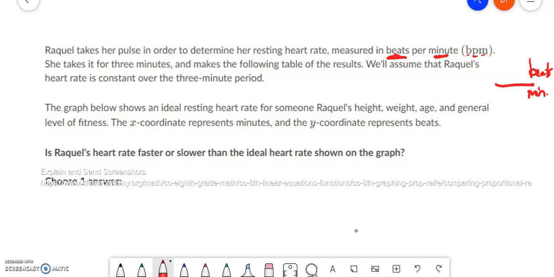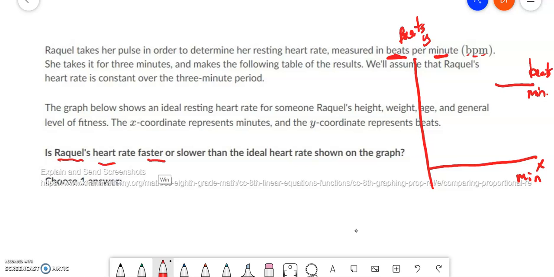So it says, the graph below shows an ideal resting heart rate for someone Raquel's height, weight, age, and general level of fitness. The x-coordinate represents minutes. So down here on the x-axis, we're going to see how many minutes have gone by. And it says the y-coordinate, so that's up, tells me how many beats they've had. And that's the y-axis. And it says, is Raquel's heart rate faster or slower than the ideal heart rate shown on the graph?